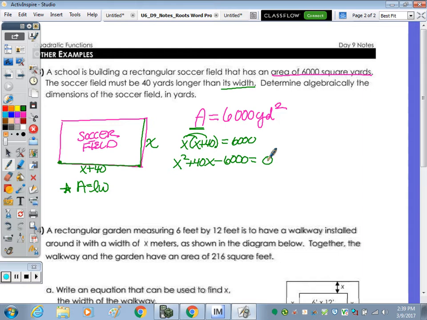It can be factored. Remember, I said I'm going to factor when we can. So on your calculator, we know it multiplies to a negative. So we have to have a positive and negative for our signs. What two numbers multiply to a negative 6,000 and add to a positive 40?